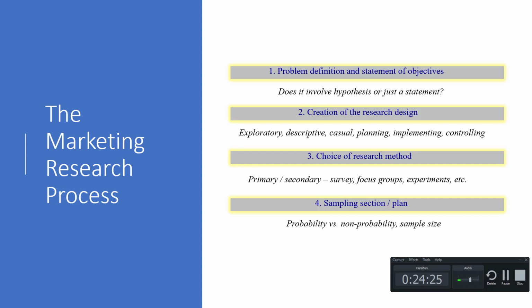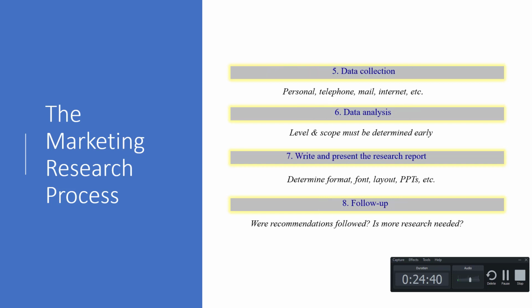Sampling basically tries to figure out what type of sampling method we might be using, probability versus non-probability, and how big the sample size would be. Those are the things we need to decide. Then obviously we move on to data collection.